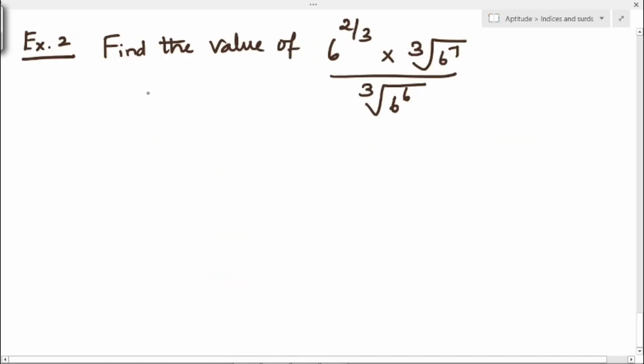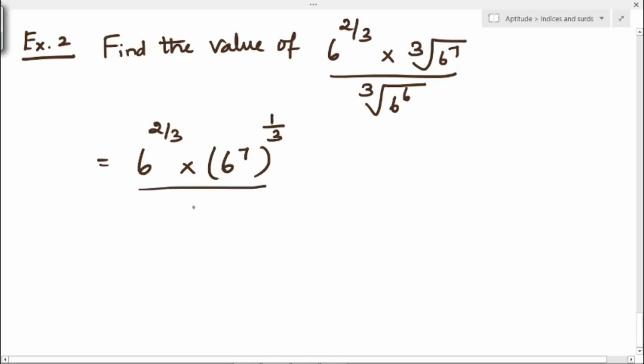Next example: find the value of 6^(2/3) × the cube root of 6^7 divided by the cube root of 6^6. Now we have to find the value of this. The first term is 6^(2/3) times the cube root of 6^7, which can be written as (6^7)^(1/3), since the cube root can be written as the power 1/3. Similarly, in the denominator, also (6^6)^(1/3).